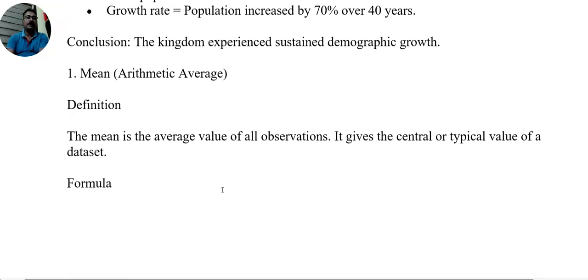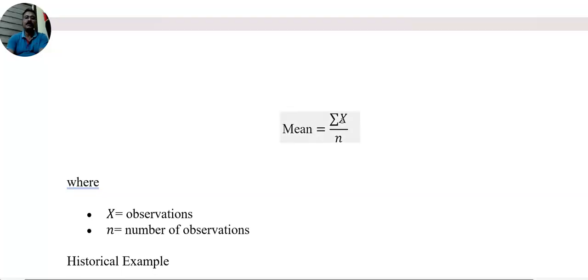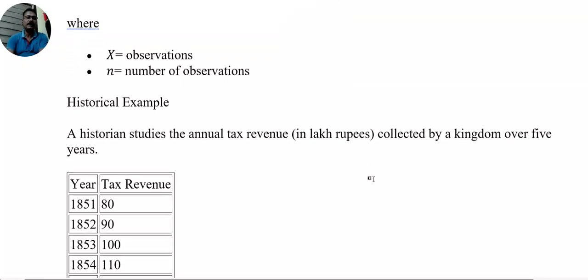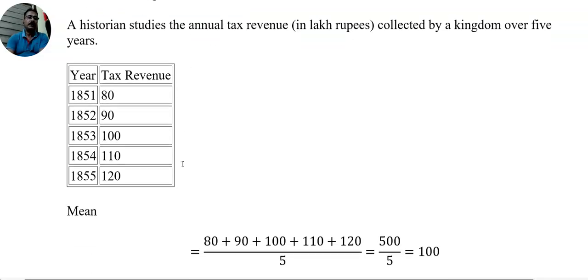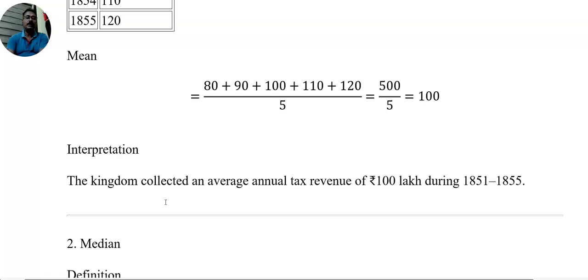Now the mean, or arithmetic mean. The mean is the average value of all observations. It gives the central or typical value of a data set. The formula, as I just told, is summation of x by n, where x is the observation and n is the number of observations. Historical example: a historian studies the annual tax revenue in lakh rupees collected by a kingdom over 5 years. It can be calculated by first adding all the values and then dividing by the number of items. So this is 100. How can we interpret it? The kingdom collected an average annual tax revenue of 100 lakh rupees during 1851 to 1855.